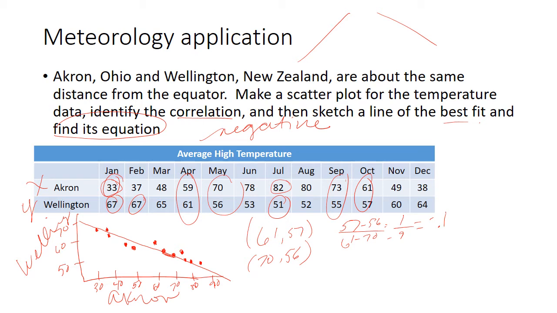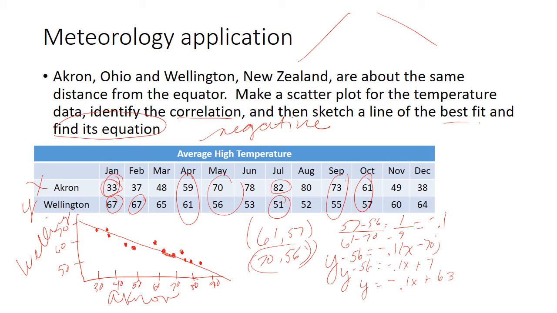So I'm going to take my 2 points. Just going to pick one. I'll pick this one. y minus 56 equals negative 0.1 times x minus 70. So that'd be y minus 56 equals negative 0.1 x plus 7. Move my 56 over. I'll have y equals negative 0.1 x plus 63.